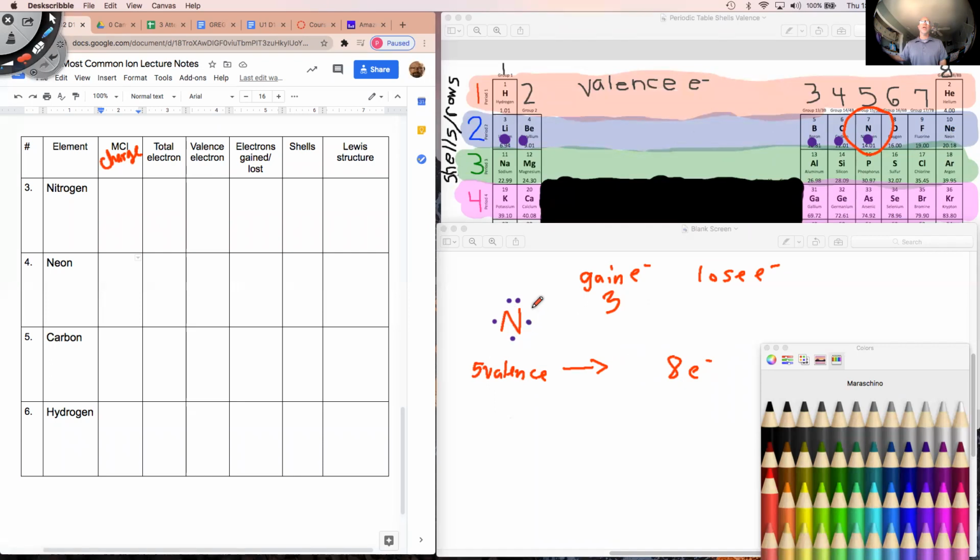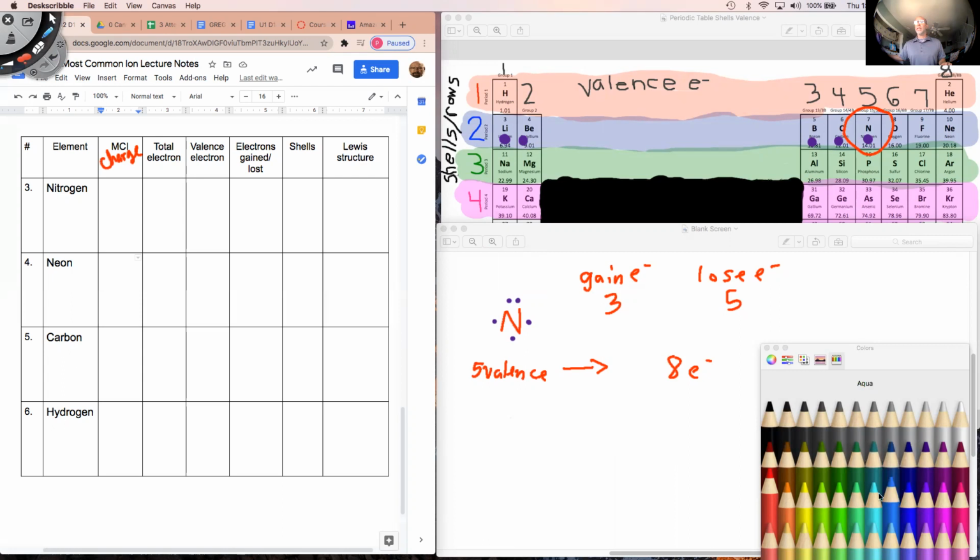If nitrogen was going to lose electrons so that it would come down and have a full shell right here, it would have 2 electrons as a full shell. It would have to lose 5. Now, what do you think would be easier? Gaining 3 or losing 5 electrons? Which one do you think is easier? Gaining 3 or losing 5. I personally, well, it's going to be easier to gain 3 electrons.